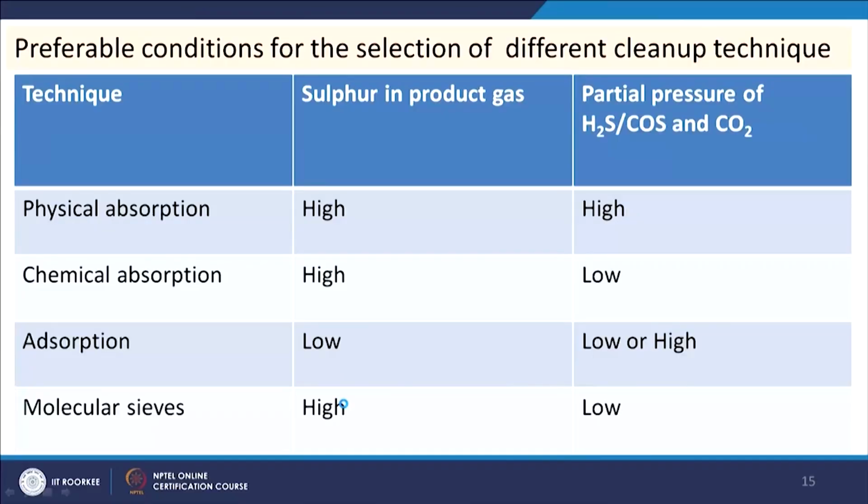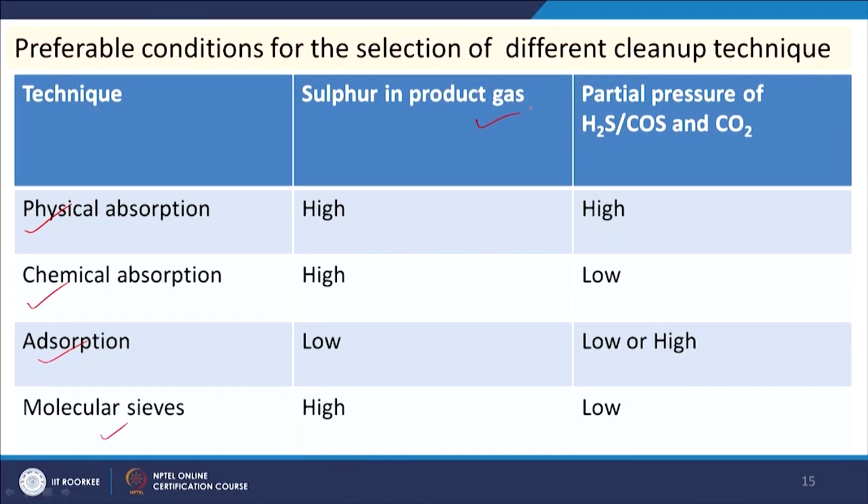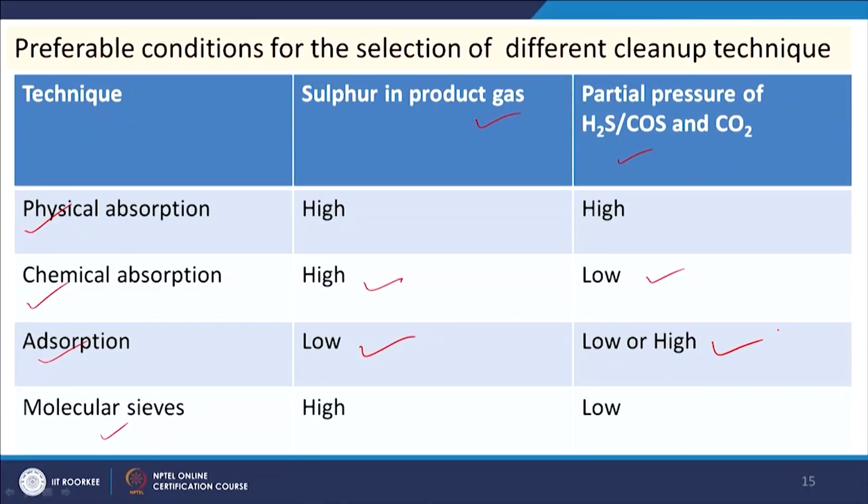Now, we will see the different methods for the removal of acid gas components from the syngas: physical absorption, chemical absorption, adsorption and molecular sieves. Molecular sieves are also used for shape selective or size selective separation of molecules from the syngas. If sulfur in the product gas is high and the partial pressure of H2S or COS and CO2 is also high, then we should go for physical absorption. But if sulfur concentration is high but pressure is low, then we can go for chemical absorption. But for the adsorption process, certainly the sulfur compound concentration must be low. So, for low sulfur and low or high pressure we can go for adsorption, and for molecular sieves, high sulfur and low partial pressure of CO2, COS and H2S.